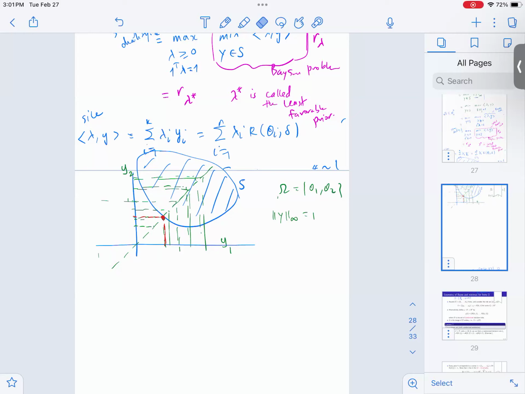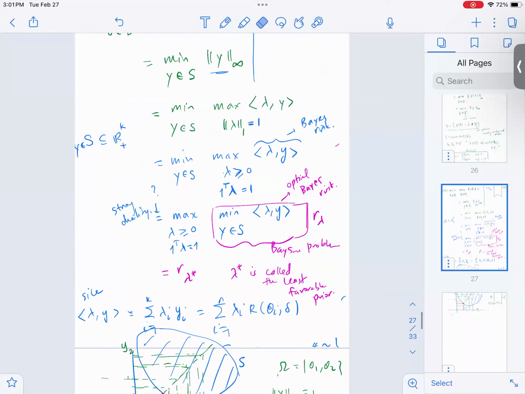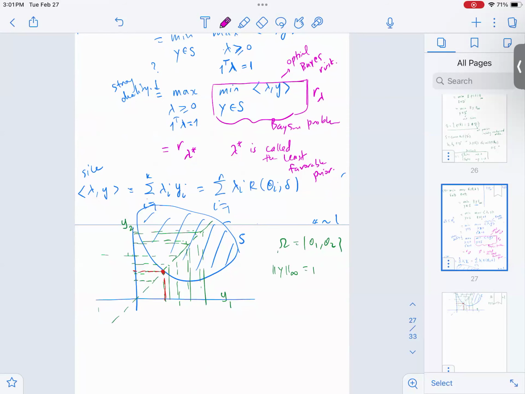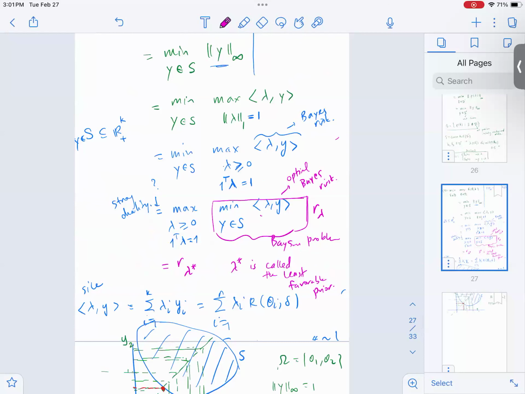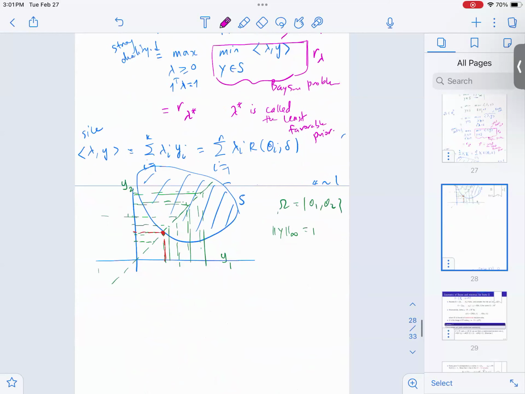Sounds good? So now suppose I want to find a Bayes rule associated with a prior, which is solving this problem. So I fix a prior, and I want to solve this. So this is going to be a linear function in y, right? If I want to solve the associated Bayes problem associated with a prior lambda, what would it look like on this picture? So what are the level sets of this object? So fix lambda. What are the y's such that lambda transpose y is equal to, say, c, a constant?